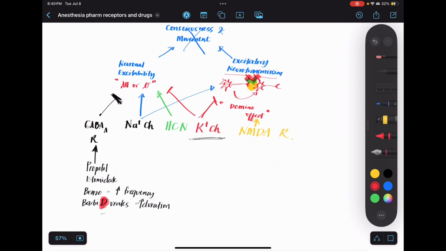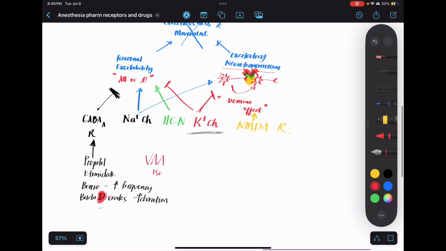The next one we can think of is volatile anesthetics like ISO, DES, EVO. For volatile anesthetics, the mechanism of action is not as clear yet, and which receptors it actually works at, but there's a theory published in the books that it works on these 4 places. So it stimulates GABA A, stimulates potassium channel opening, inhibits sodium channel opening, and inhibits the HCN receptor opening.